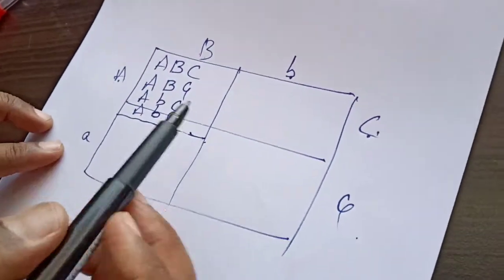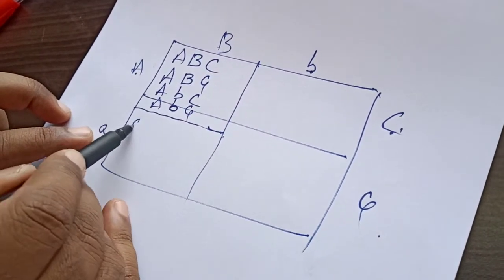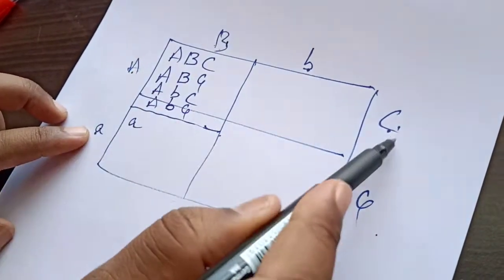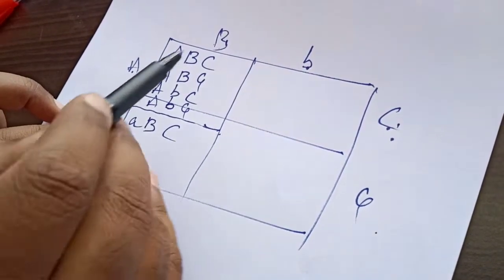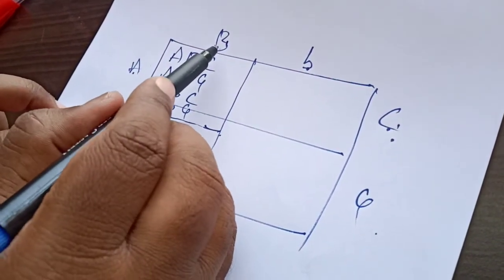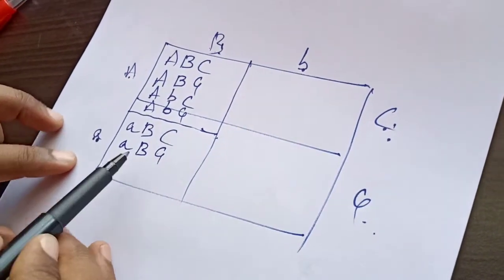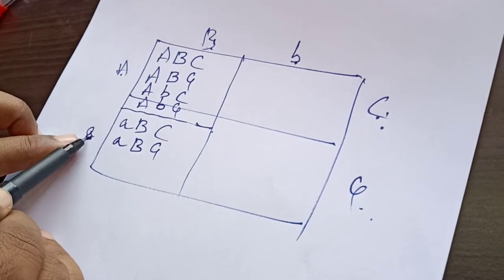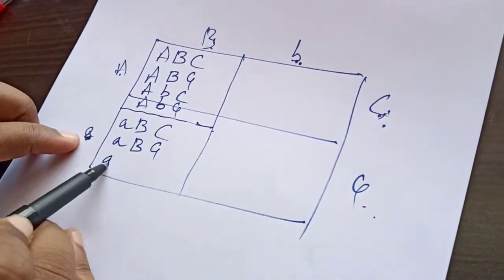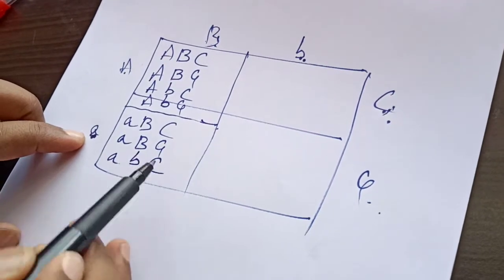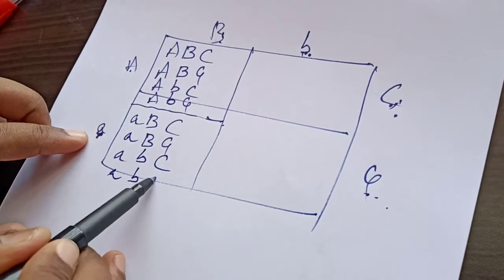Next possibility, small a, capital B, capital C. Small a, capital B, small c. Next possibility, small a, small b, capital C. Next, small a, small b, small c.